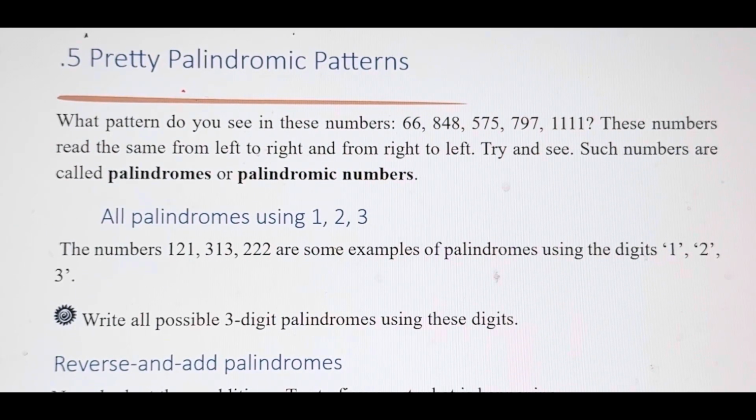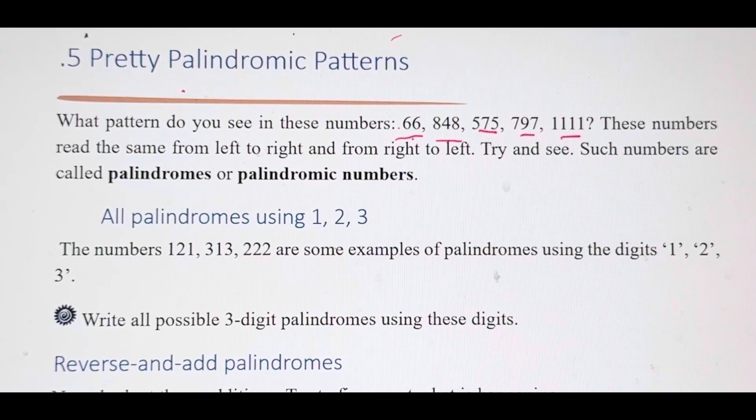Okay. So first let us understand what these palindromic numbers or palindromes are. If you observe the numbers given here: 66, 848, 575, 97, 797, 1111. If you look at these numbers carefully, whether you read them from left to right or from right to left, they are the same numbers. Such numbers are called palindromes or palindromic numbers.